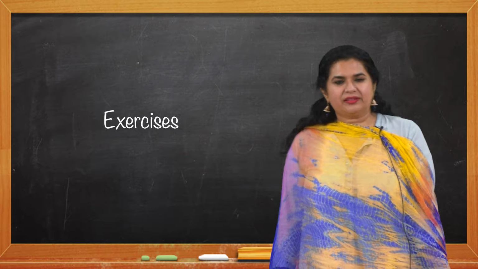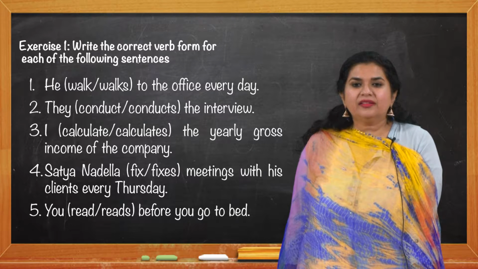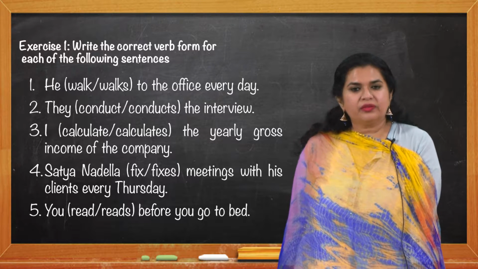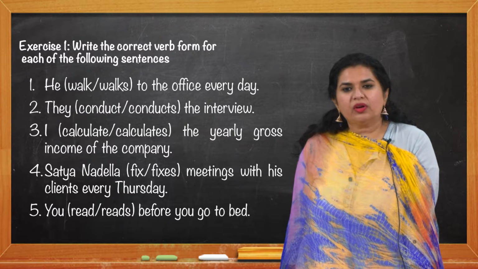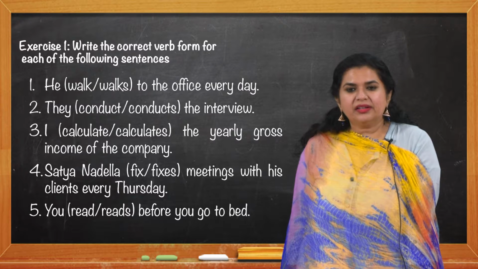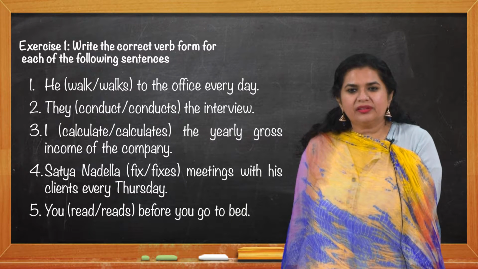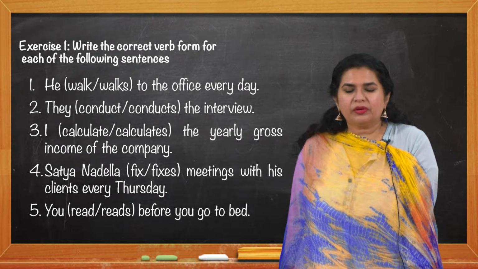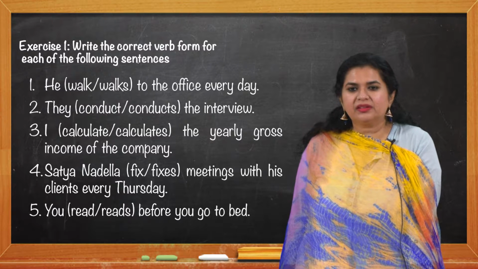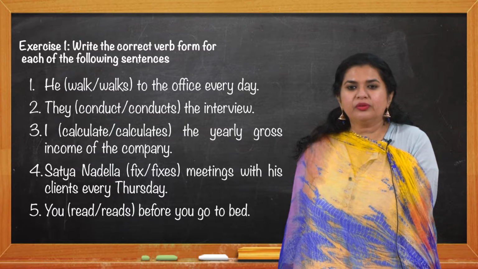Let us do some exercises now. Exercise 1: write the correct verb form for each of the following sentences. First, he walks to the office every day. Second, they conducts the interview. Third, I calculates the yearly gross income of the company. Fourth, Satya Nadella fixes meetings with his clients every Thursday. Number 5, you reads before you go to bed.